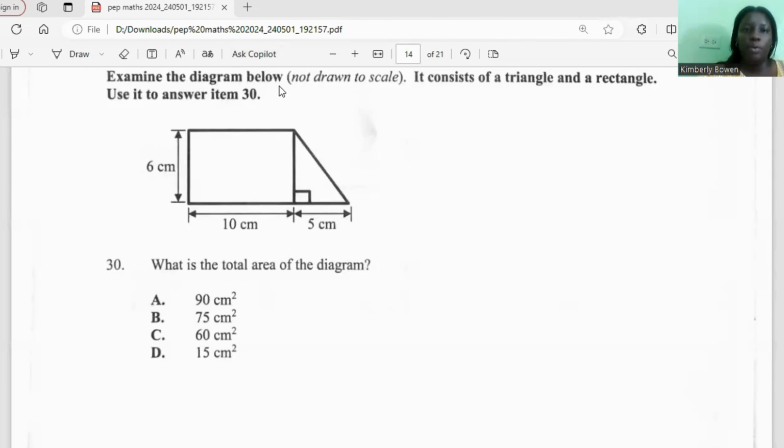Examine the diagram below, not drawn to scale. It consists of a triangle and a rectangle. Use it to answer item 30. What is the total area of the diagram?